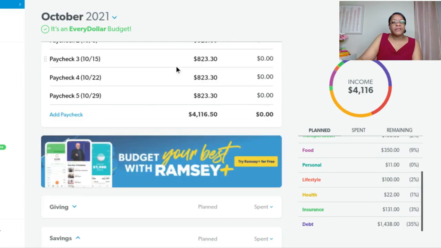I don't know if you guys use EveryDollar. Did there used to be ads up in here? I don't remember there being ads in here. I've seen it lately, but I don't know.